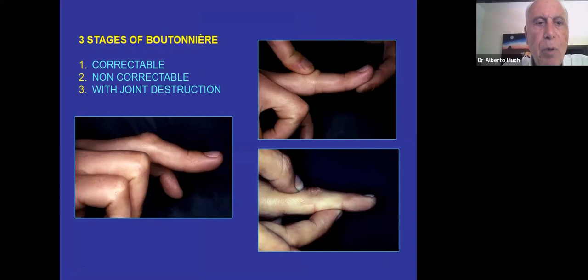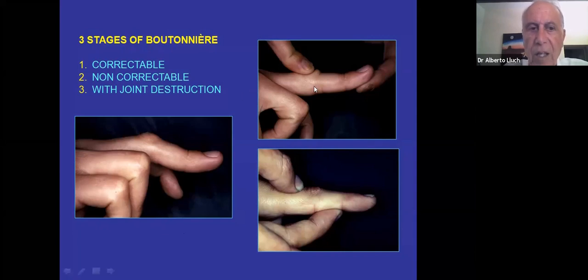And now from the academic point of view, the boutonniere deformity has been classified in 3 stages. First stage is a correctable deformity. Second stage is non-correctable, which means that we have a stiff joint because of long-standing loss of extension of the PIP joint. The third stage is cases of boutonniere deformity with joint destruction. Not very common, because as the joint loses mobility, then the synovitis disappears, and with the passing of time, the synovitis will be completely cured if the joint doesn't move.